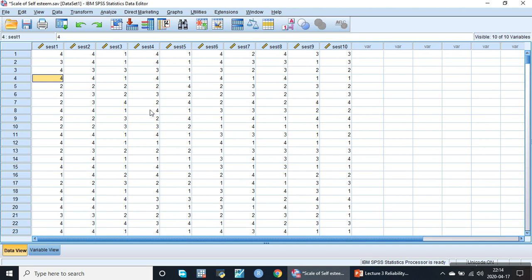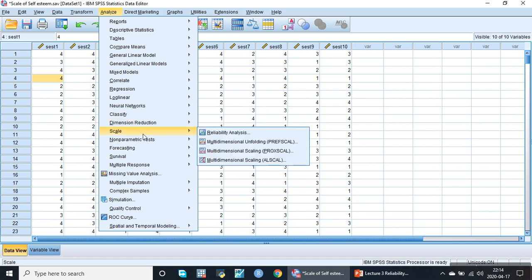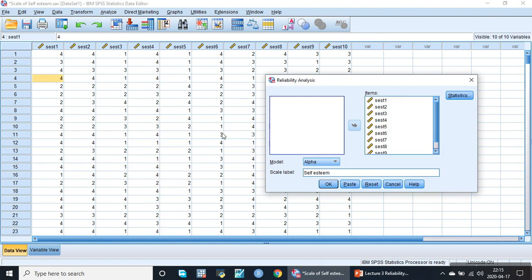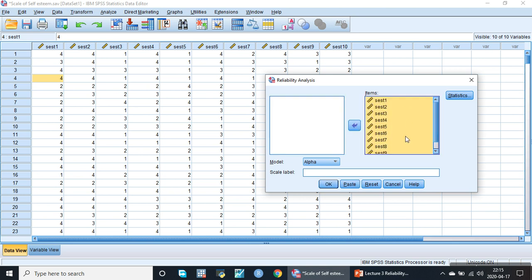So how will we check the scale reliability? We will click on Analyze, then Scale, then we will click Reliability Analysis. And in the reliability analysis, we will select all the items that are on the left side of the box and shift them to the item box. And in the scale label, we will write the name of the scale. The name of the scale is self-esteem.